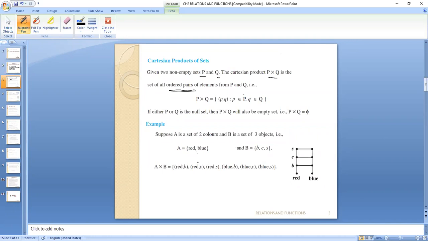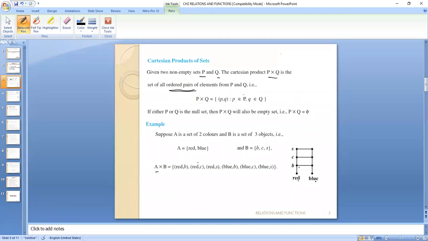So I have to multiply A with B. A has the elements red, blue, and B has the elements B, C, S. So I have written red, blue here, and B, C, S. Now when I have to multiply A with B, what will I be doing?